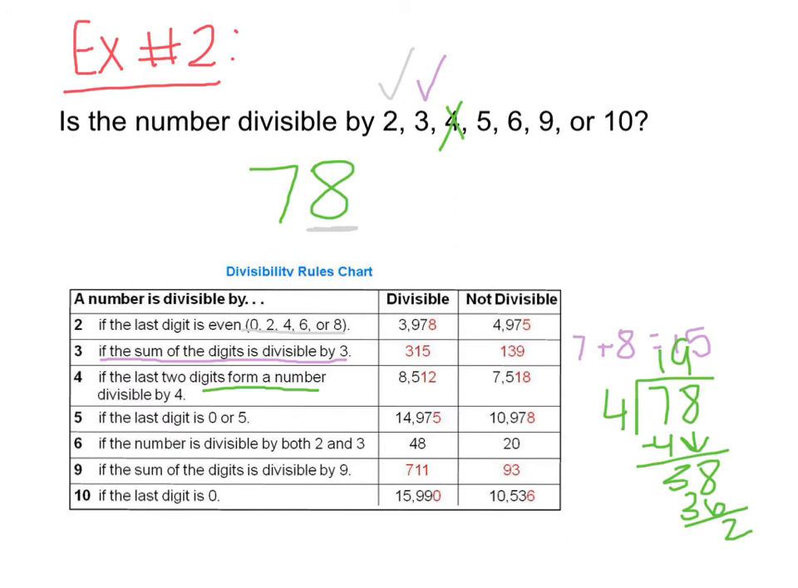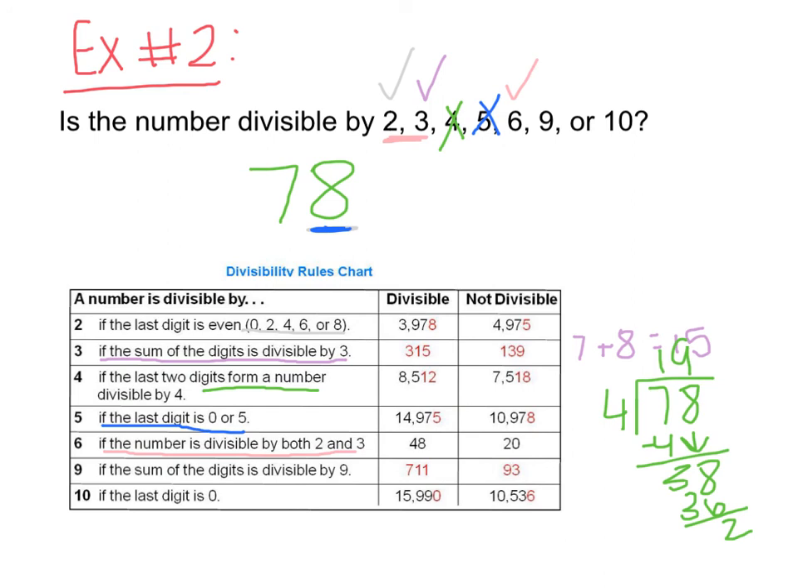5. If the last digit is 0 or 5, and no, our last digit's 8, so it's not divisible by 5. 6. If the number is divisible by 2 and 3, and yes, we already said it is divisible by 2 and 3, so that means it's divisible by 6.